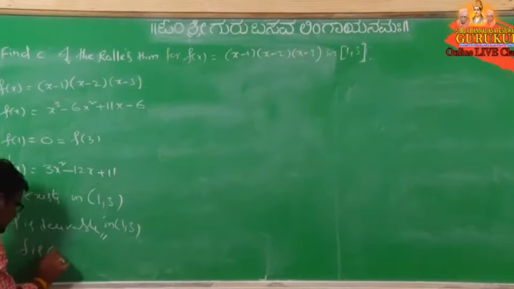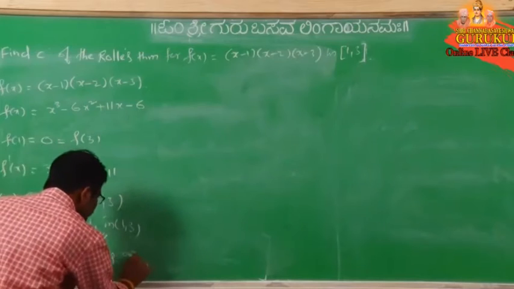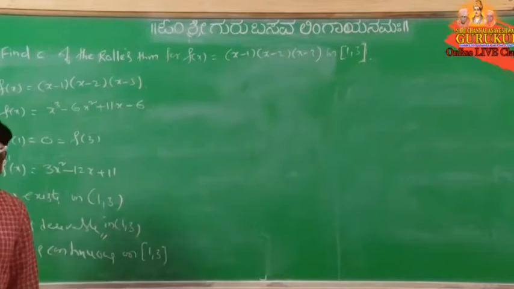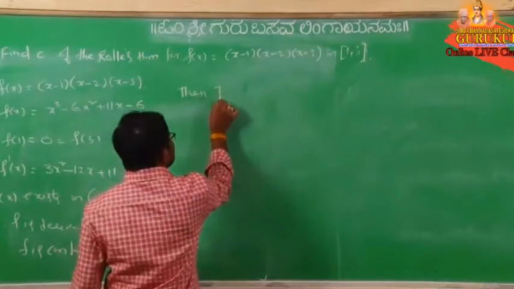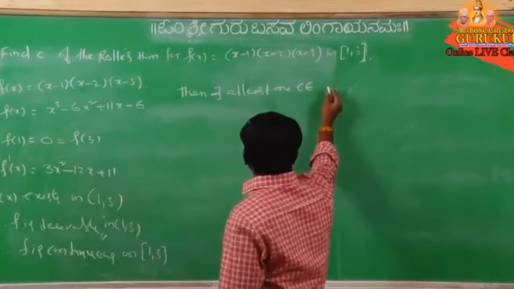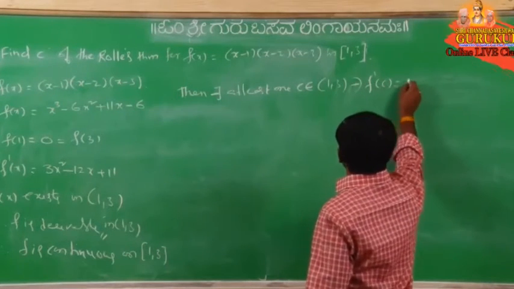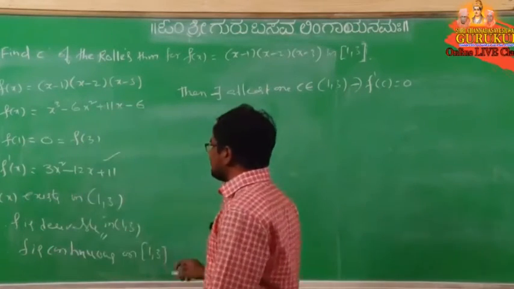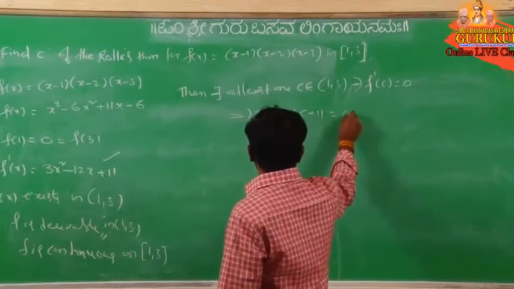Therefore f is continuous on closed interval 1 comma 3, and f of 1 equal to f of 3. So the 3 conditions of Rolle's theorem exist, then we can write: there exists at least one point c belongs to 1 comma 3 such that f dash of c equal to 0. Now what is the f dash of c? This is f dash of x. Now that implies 3c square minus 12c plus 11 equal to 0.